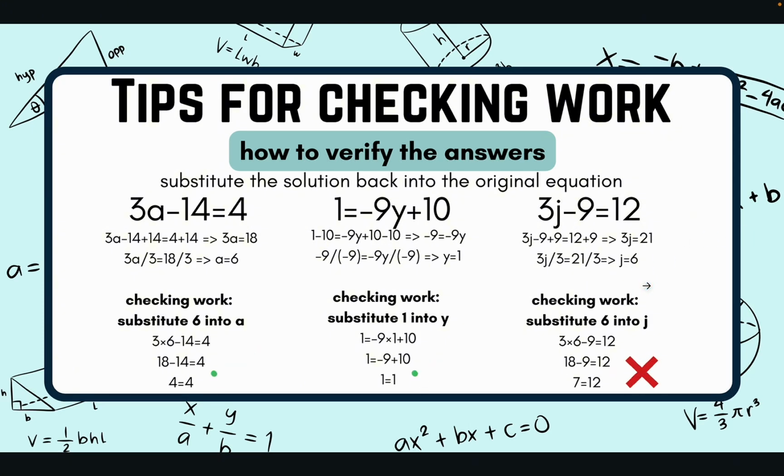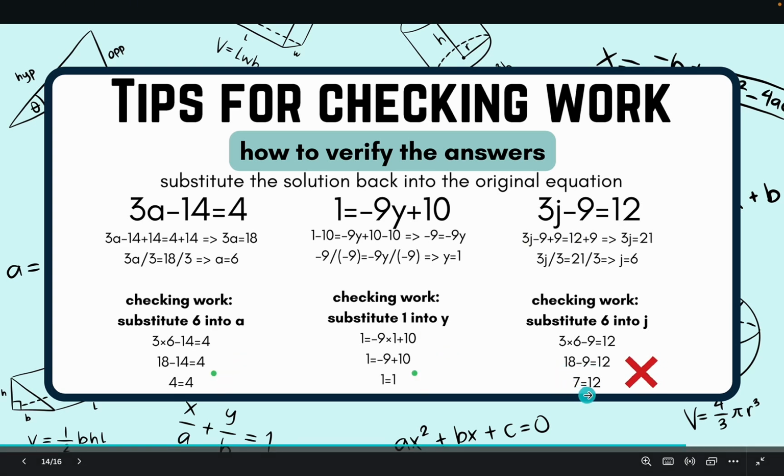And again, to check our work, we can substitute the value of j, which is 6, into j. And 3 times 6 instead of j, minus 9 equals 12. If you do 3 times 6 first, following the order of operations, it's 18 minus 9 equals 12. And if you do 18 minus 9, it's 7. But is it equal to 12? No. So in this case, you can know that your answer is wrong.